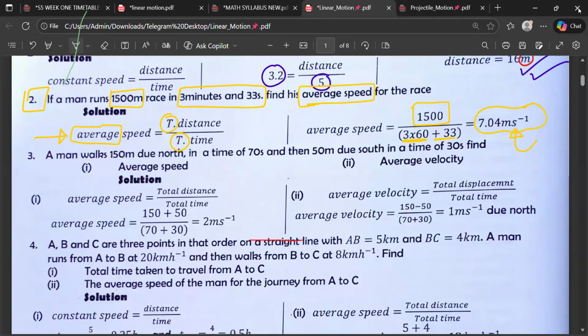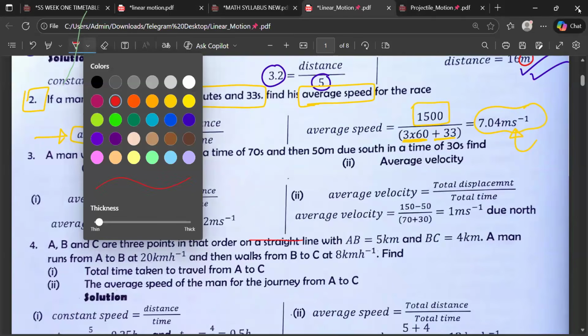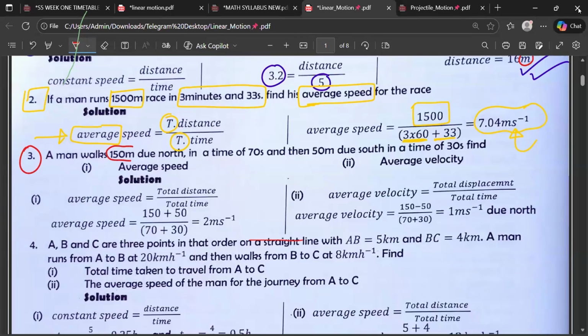Number 3. Number 3, I want you to be serious. They are saying a man walks 150 meters due north. You tell me, what is that 150 meters due north? Is it distance or displacement? That 150 meters due north, is it distance or displacement? I just want to see one answer. It is displacement. Very good.